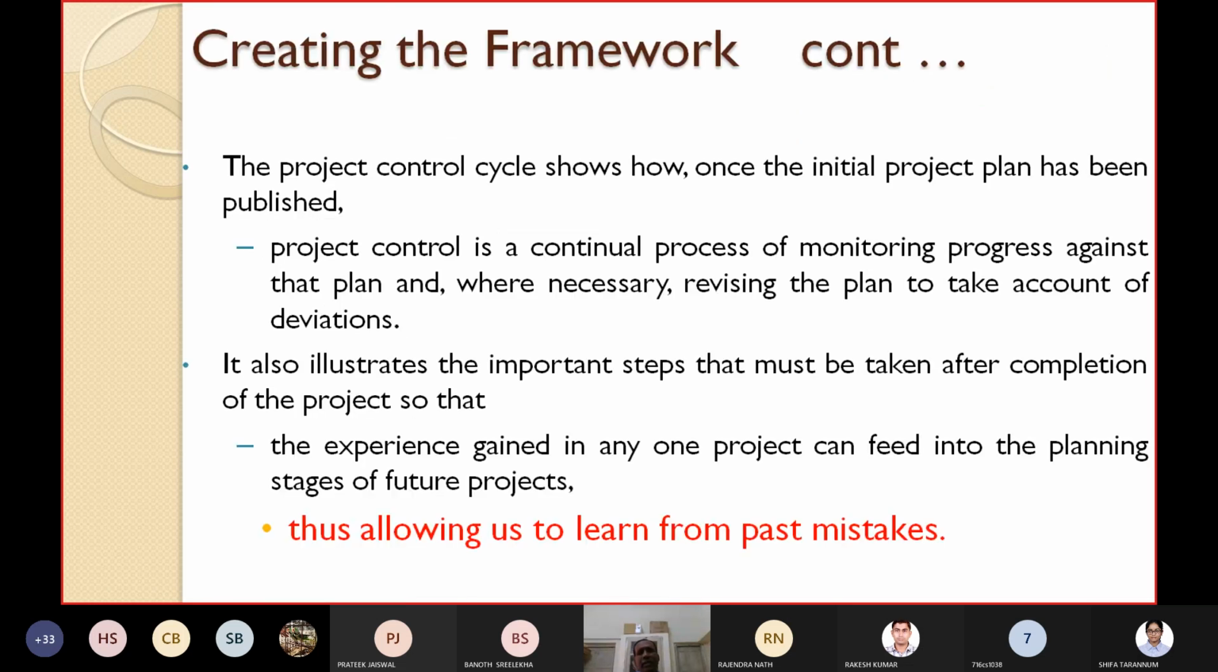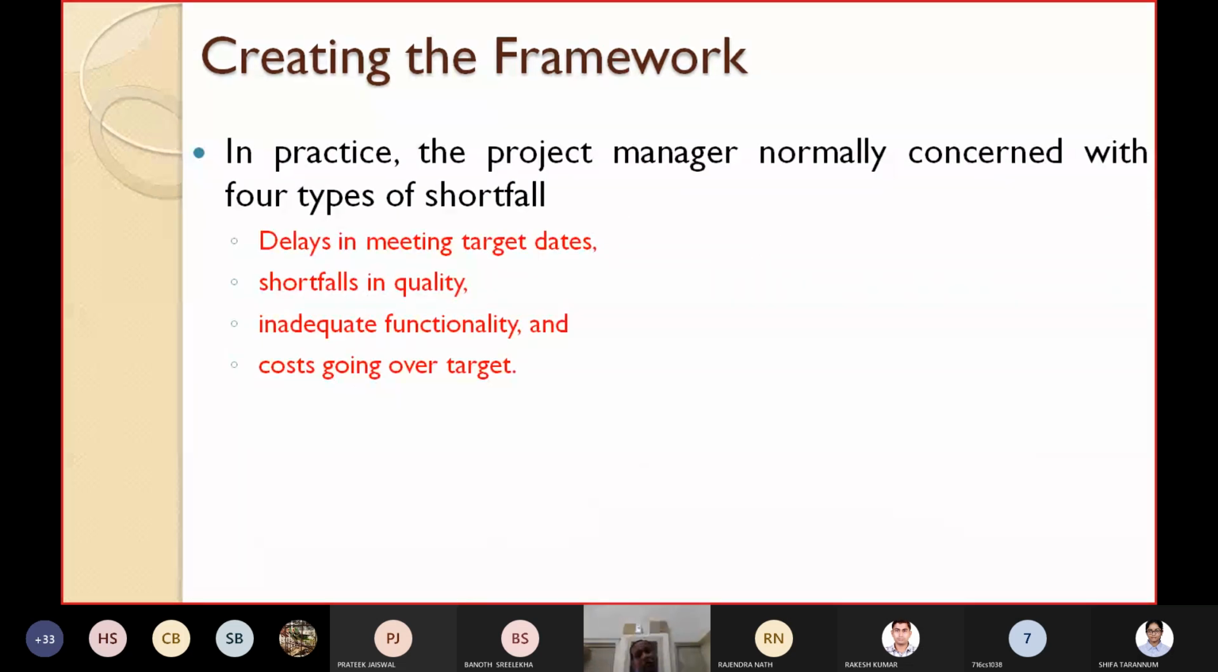Okay. So in practice, the project manager is normally concerned with 4 types of shortfalls. What are they? There might be delays in meeting the target dates. There can be shortfalls in quality, some poor quality. Inadequate functionality: you have developed software and you are supposed to incorporate 20 functionalities, but you have incorporated only 10 or 12 functionalities.